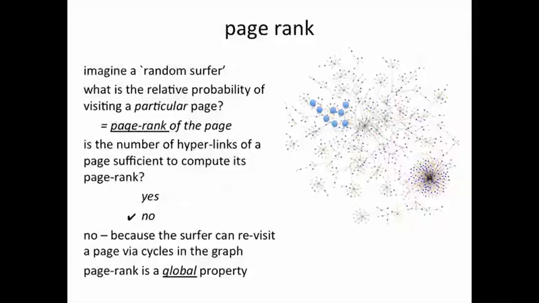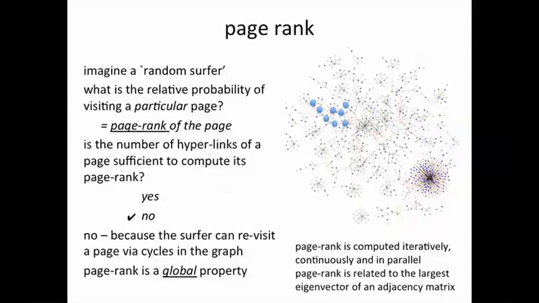This is the second major computation that a search engine like Google has to do, computing the page rank of each page. The first, of course, being indexing the web as it grows. This page rank of each page is computed iteratively, continuously, and in parallel on, as we shall see, thousands and thousands of servers. For those of you who are slightly more mathematically minded, the page rank is related to the eigenvector of a particular adjacency matrix. But we're not going to go into that math in this course.